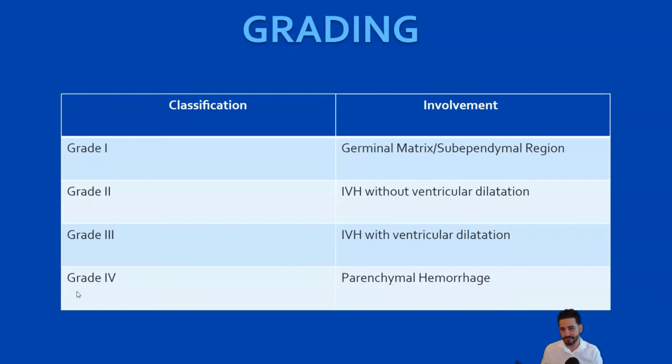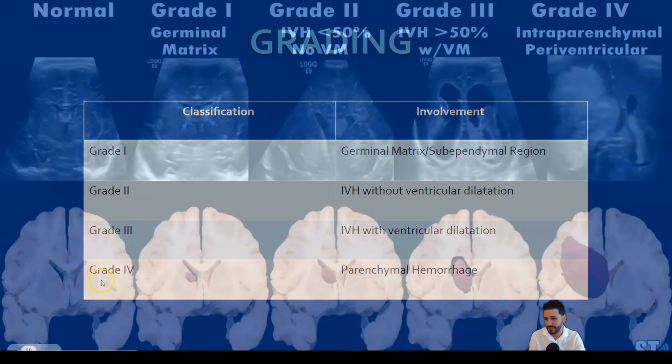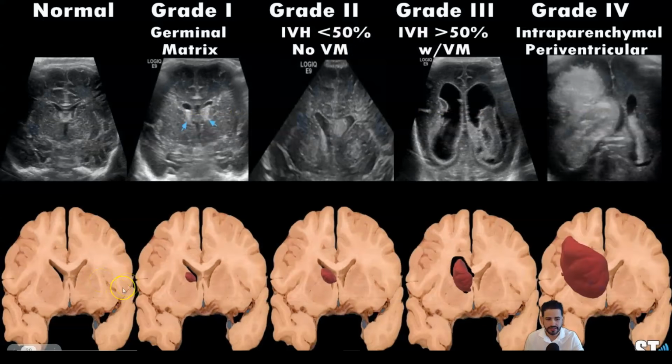Now, the grading system of bleeds consists of 4 grades. Grade 1 through grade 4, grade 1 being the less severe, and grade 4 being the most severe. Grade 1 through grade 3 are thought to begin in the subependymal region and then break into the ventricles, whereas grade 4 is thought to be from venous infarction in the parenchyma itself. So we're going to go over them all. This is a quick overview.